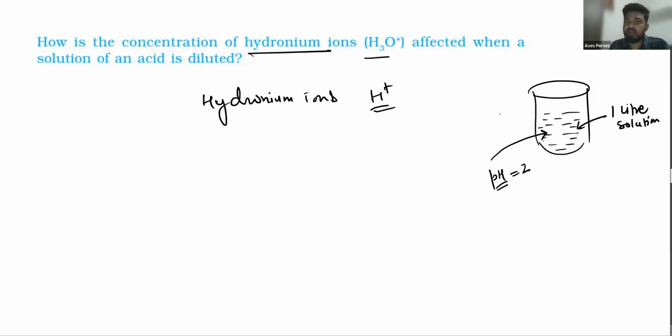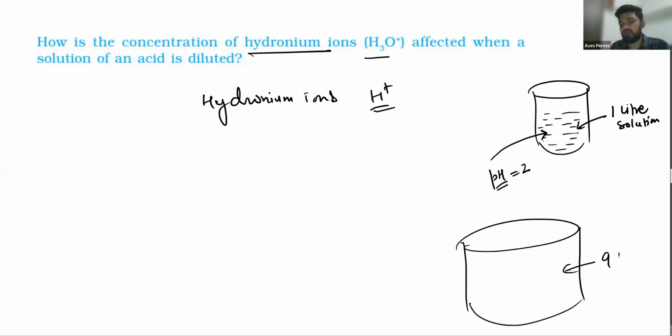Then I add 99 liter of water to this one. This is first 1 liter of solution, and I add it to 99 liter. So let this solution be poured into a bigger tank that is carrying 99 liter of water. Now you are pouring this solution into this one. Now the total solution will become how much? 100 liter?